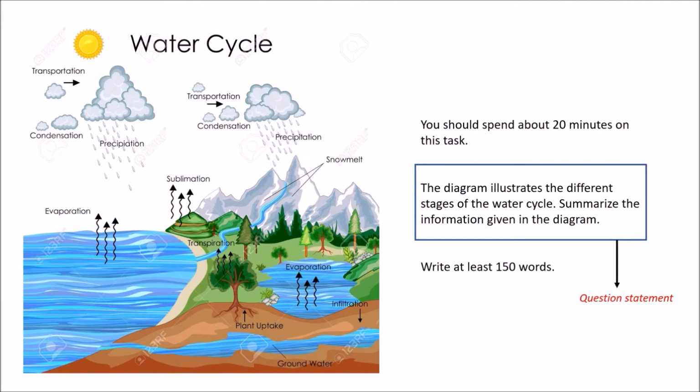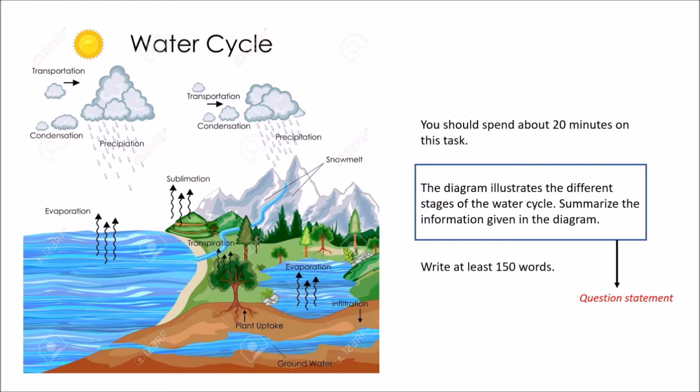As you can see, there is a diagram, a question statement and some general instructions to follow. As per the instructions given, you should spend about 20 minutes on the task and you need to write at least 150 words. Let's read out the question statement. It says, the diagram illustrates the different stages of the water cycle. Summarize the information given in the diagram.